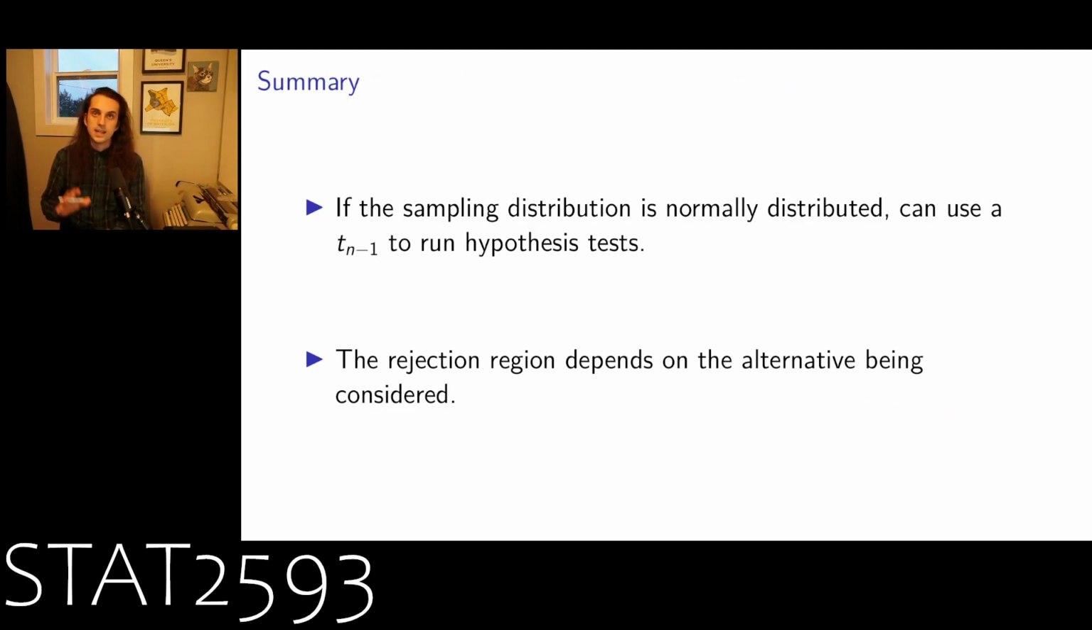So if the sampling distribution is normally distributed without a known variance, then we can use the t-distribution with n minus 1 degrees of freedom to run the hypothesis tests. If it's a non-normally distributed population, but the sample size is large enough, we can also apply this test. The rejection region is still going to depend on what alternative we are considering.